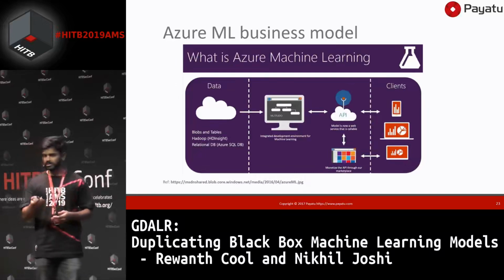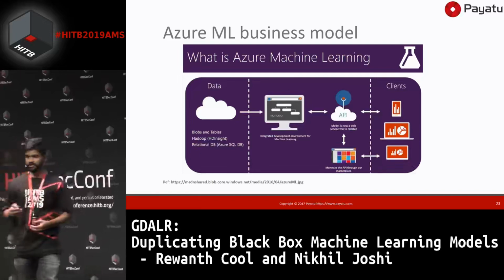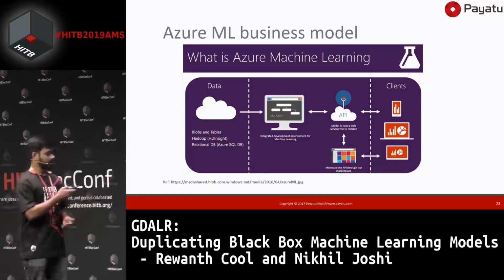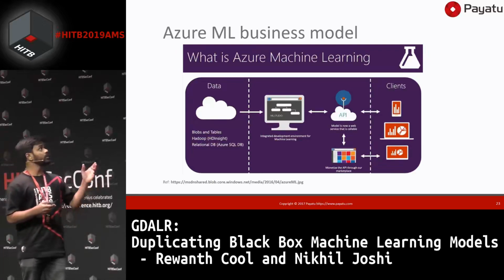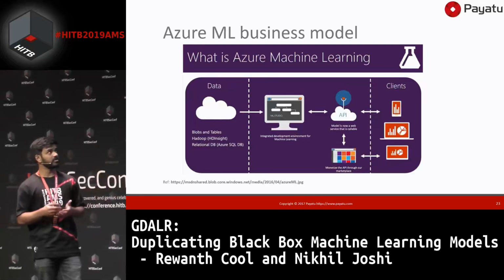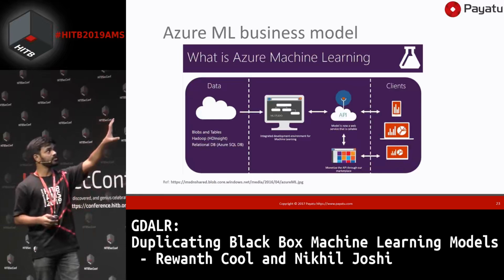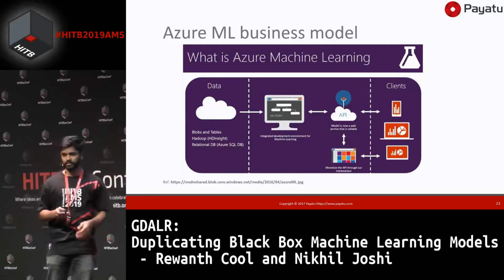For example, this is what Microsoft does. They hosted their service on the cloud platform, and they provided an API which the user can call. So here the clients just call the API, which in turn makes requests to their internal machines, and eventually it will give the output.